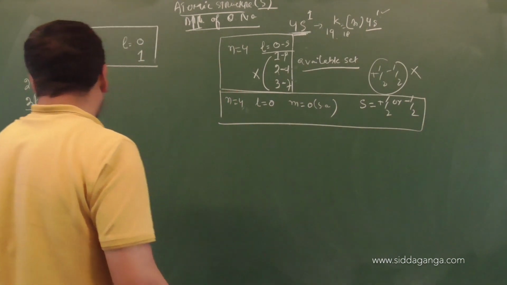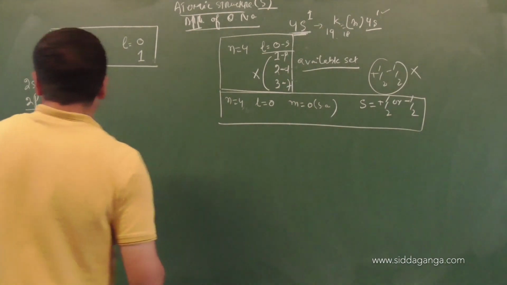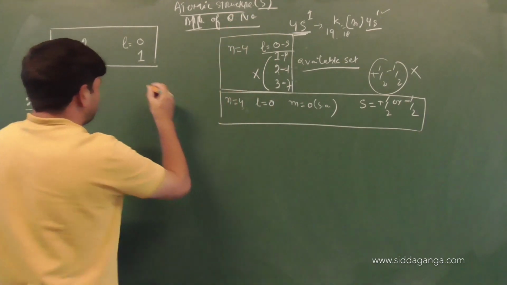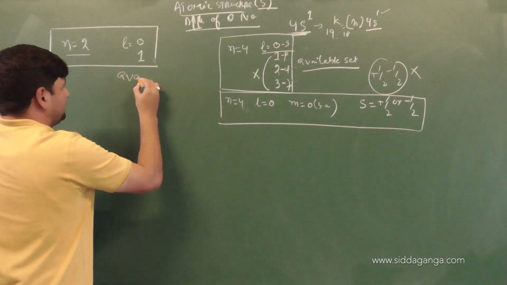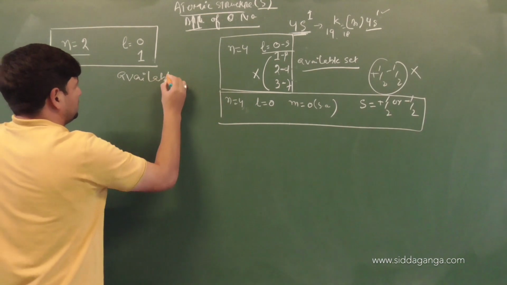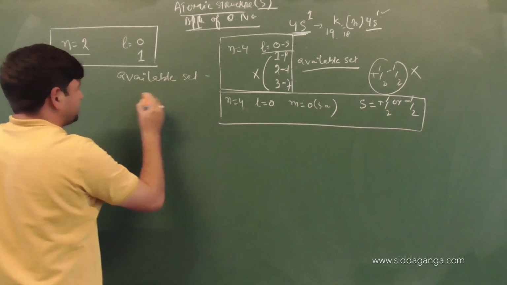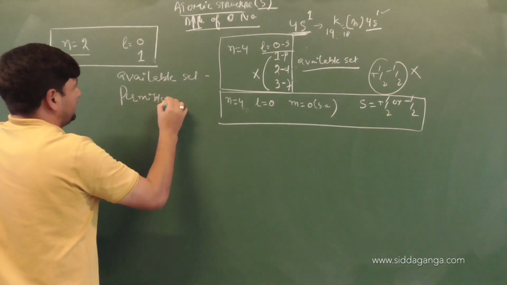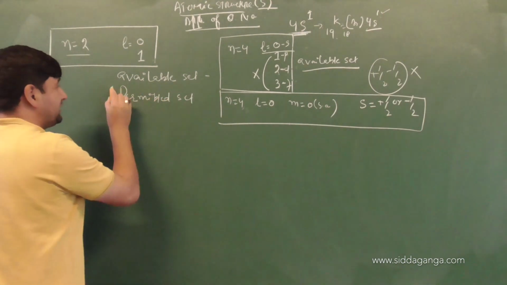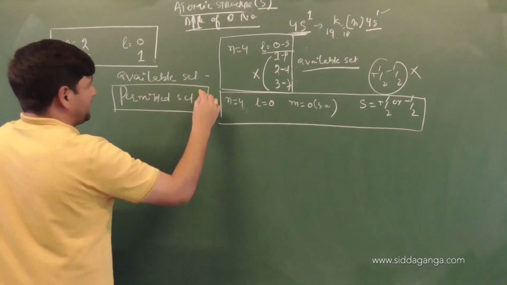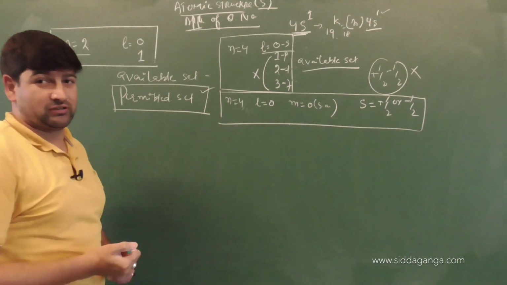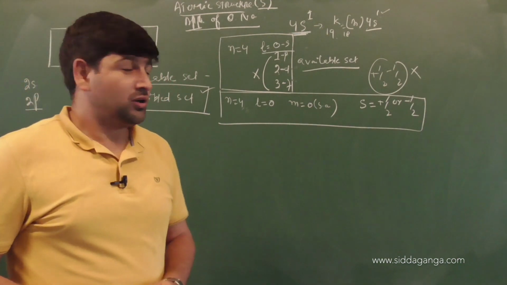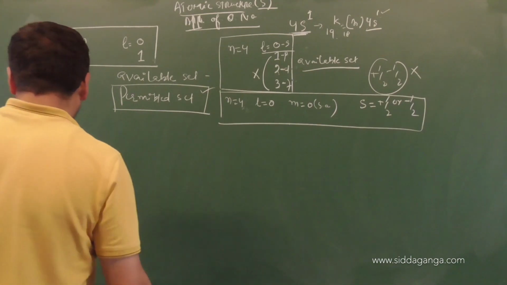Let us see one more. If now the electronic configuration given to you is, say, so what is this set of quantum numbers? So we have two sets of quantum numbers. One is called the available set of quantum numbers, and one is called the permitted set. And in your competitive exams, you will be asked to write down the permitted set of quantum numbers. Am I clear, children?